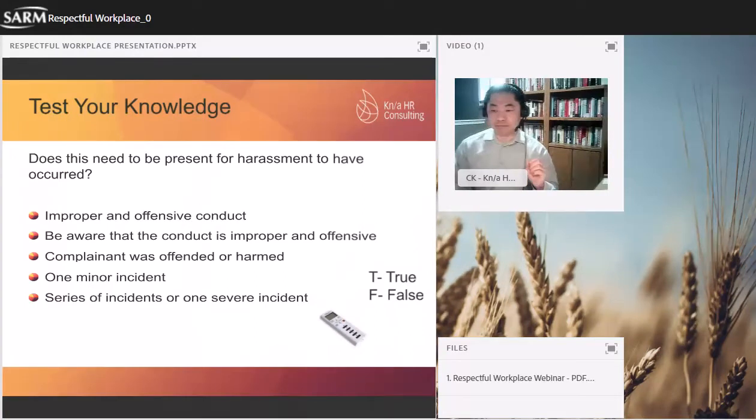Yep. In this case, if it's a minor incident, typically it's not considered harassment. And what about the last one, a series of incidents or one severe or major incident? Yeah, again, I think that's almost unanimous here: if it's a series of incidents, repeated conduct, or one major incident, then harassment would have occurred.